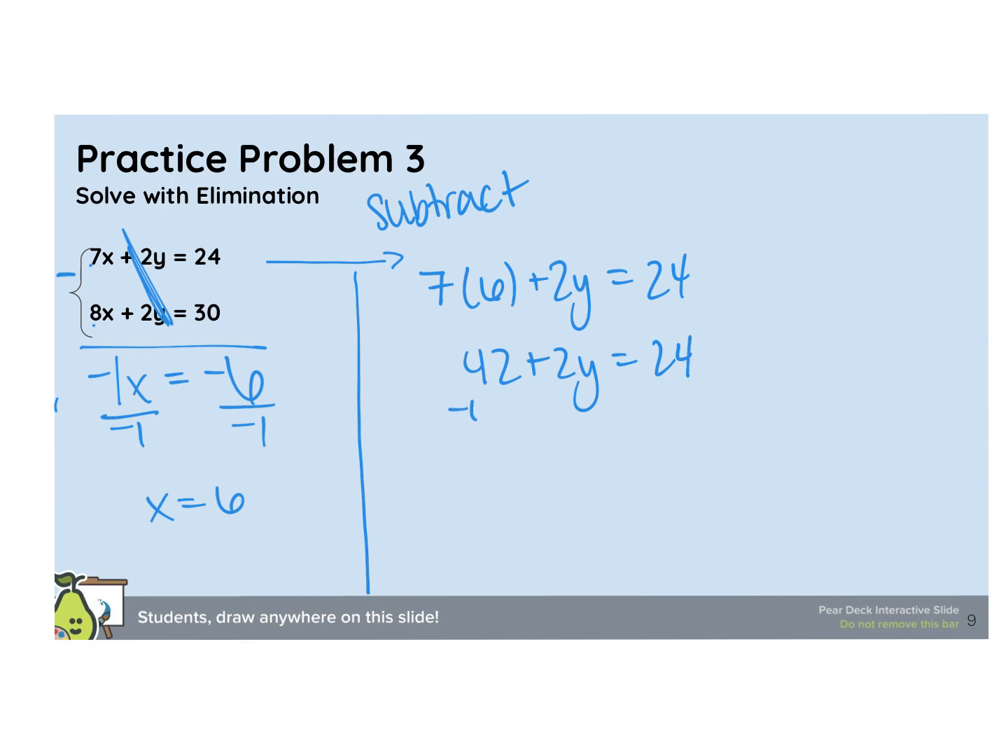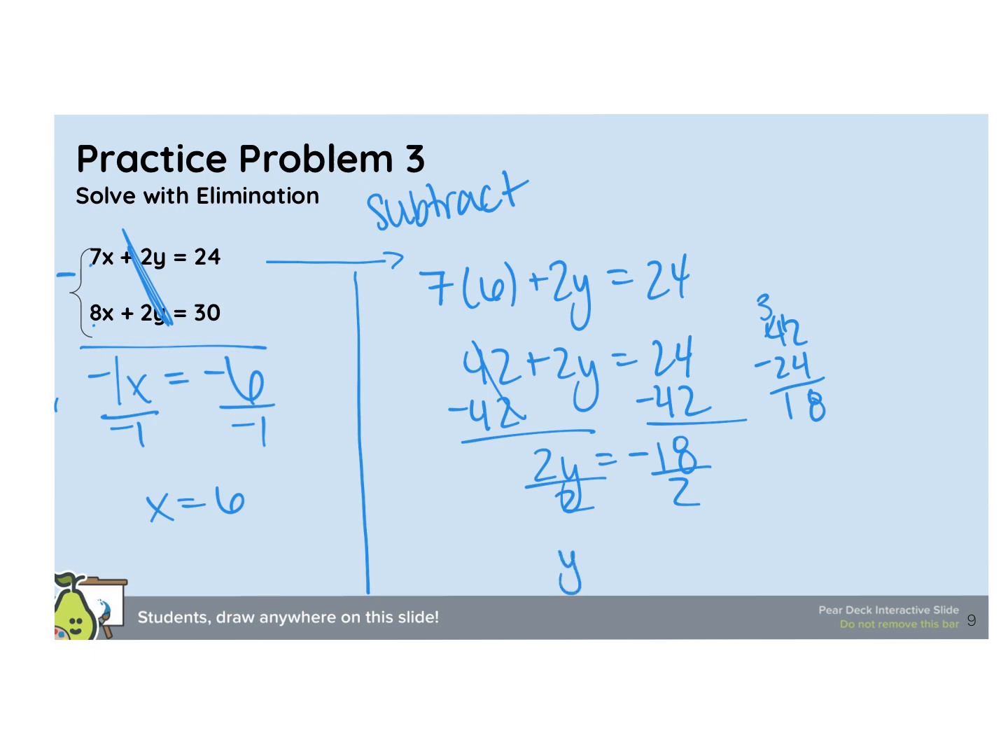Now I'm going to subtract 42 on both sides. So I have 2y. I have to flip this around, so that means my answer is going to be negative. 12 minus 4 is 8. So divide by 2 for my last step. Y is negative 9. So I think the answer is 6, negative 9.